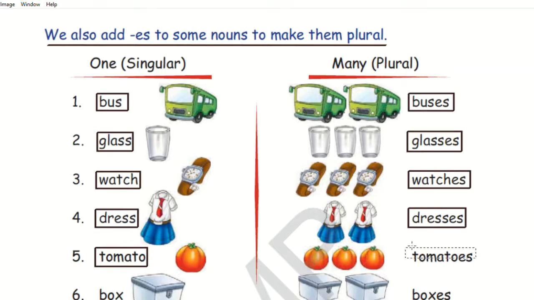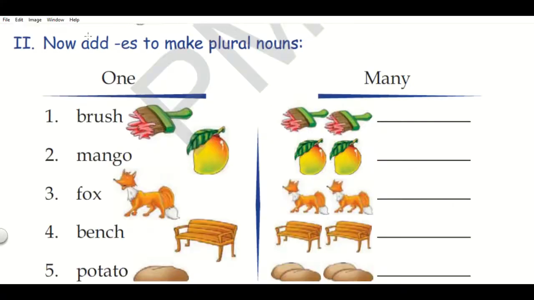One tomato. More than one, that is many tomatoes. One box. Many boxes. So children, here you have seen we used es. Now let's do second exercise. Add es to make plural nouns.